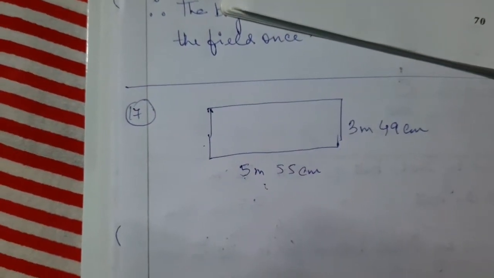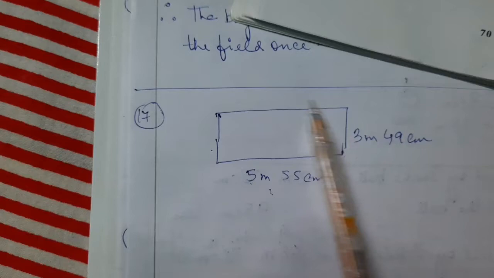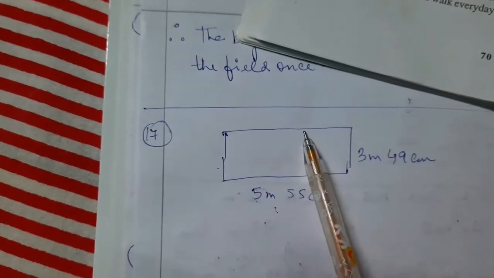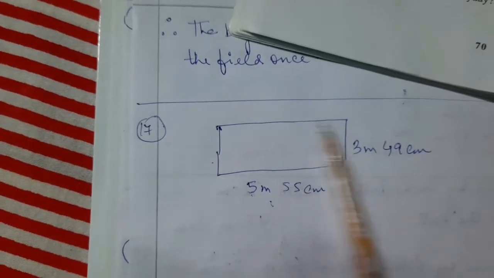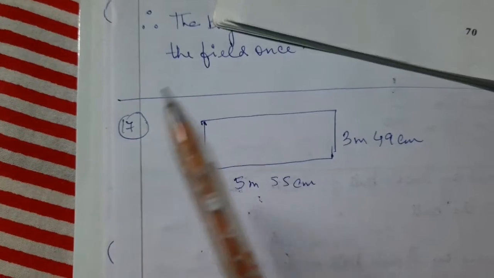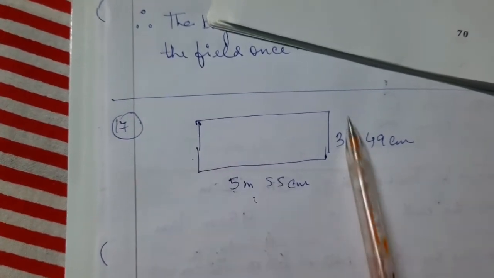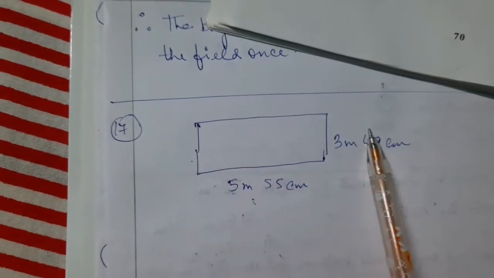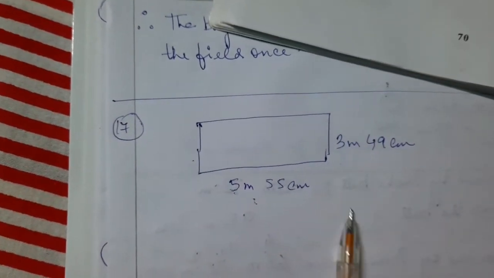So now the question says, what will be the length of this whole garden that will be needed to cover this garden by fencing. How much length do we have to find out? We have to find out the total length so that we can understand how much we have to use to fence the garden.